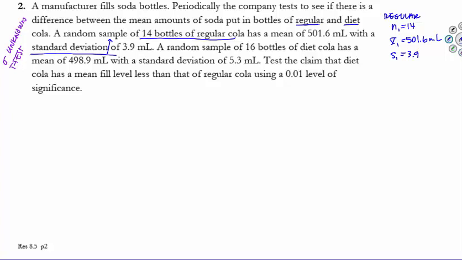The second population is diet soda. The sample was 16 large. There's a mean of 498.9 and a standard deviation in the sample of 5.3 milliliters. We're testing a claim that the diet cola has a mean fill level less than that of regular cola, using a 0.01 level of significance.